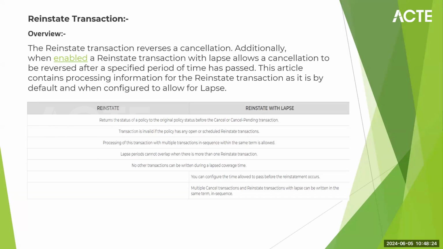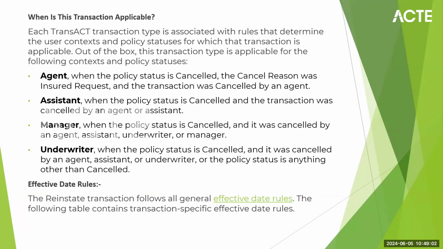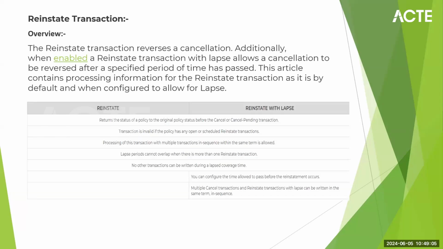Lapse periods cannot overlap when there is more than one reinstate transaction. Lapse period will not be there when the user has done multiple reinstate transactions. No other transaction can be written during the lapse coverage time. You can configure the alert time allowed to pass before the reinstate occurs. Multiple cancel transactions and reinstate transactions with lapse can be written in the same term in sequence. Nothing but the user can do multiple cancel and reinstate transactions, but with the same term and in sequence. The lapse should be the same. Nothing but effective date and expiration date.